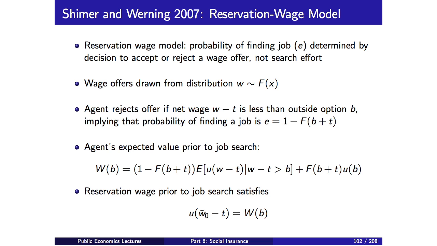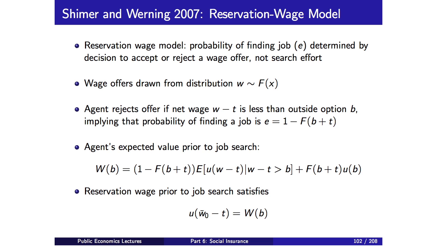So in that static environment, your policy is actually really simple. You reject the offer if your net wage, W minus T, where T is the tax used to finance the benefit, is less than the outside option. What's the outside option? You can get unemployment benefits of B, right? And so that implies that the probability of finding a job is E, which is 1 minus F of B plus T. It is the probability of getting an offer that pays above B plus T.